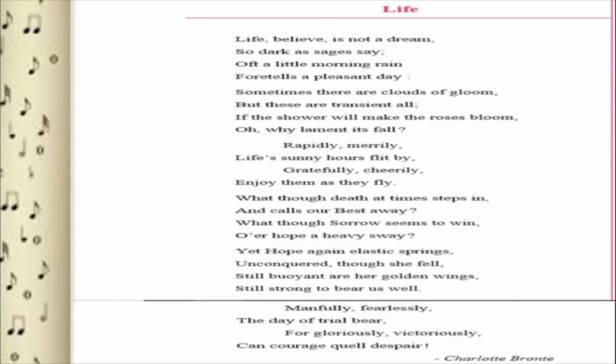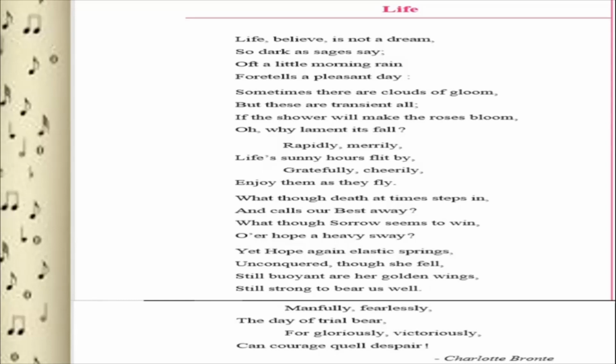But after some days, what happens? Again, we start looking forward to new things. So hope again elastic. Do you know how an elastic works? When you pull it and when you let it go, it springs back. Unconquered, though she fell, still buoyant are her golden wings, still strong to bear us well. So hope is something which will always keep giving us new will to live.